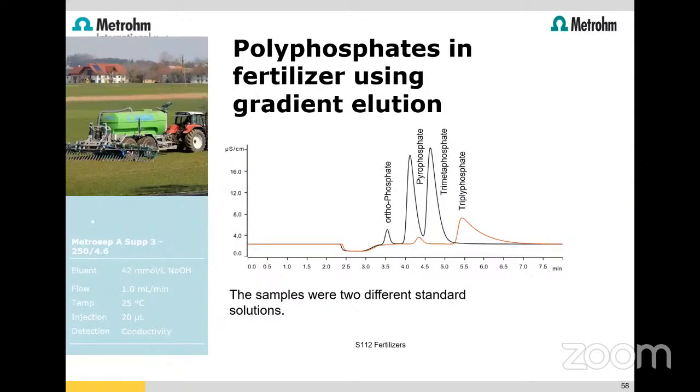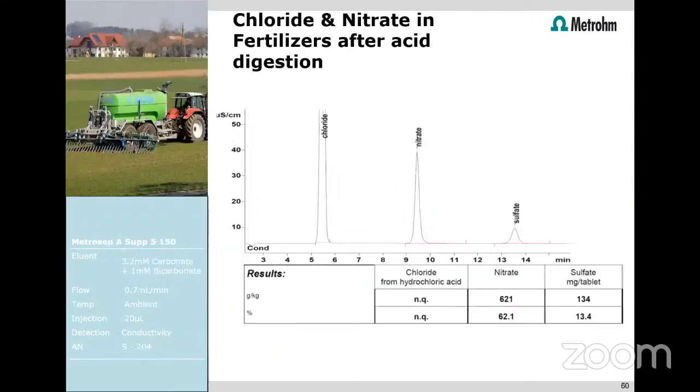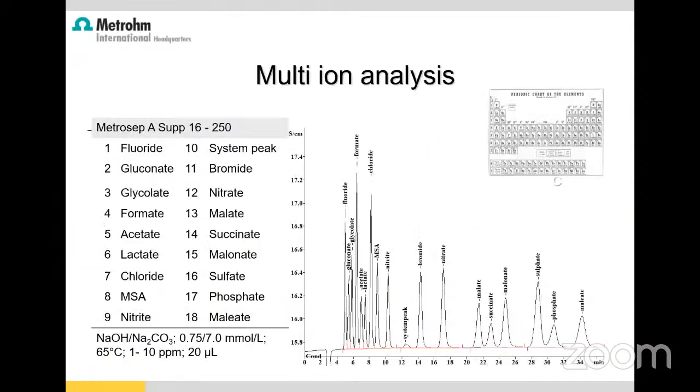Then in the fertilizer industry, we can do polyphosphates in fertilizers, then perchlorate in fertilizers after acid digestion, and liquid fertilizers after acid water extraction. Then multi-ion analysis. Here you can see that not only are you able to do fluoride or chloride, between fluoride and chloride you can do some of the organic acids: gluconate, glycolate, formate, acetate, lactate, methane sulfonic acid. Then malate, succinate, malonate, maleate. So see the capability of this technique. Many analytes can be done.